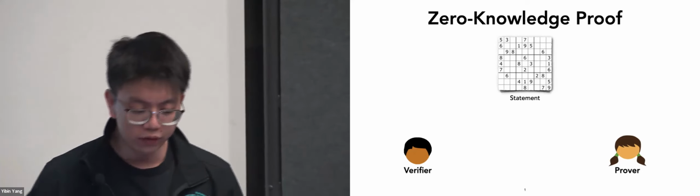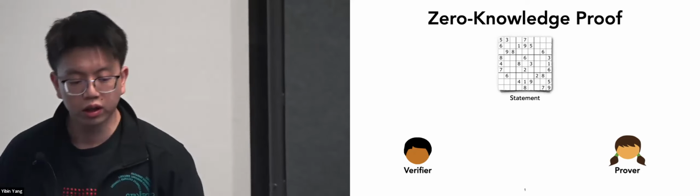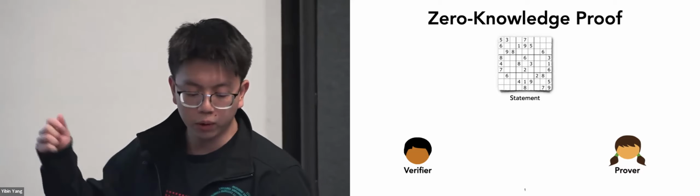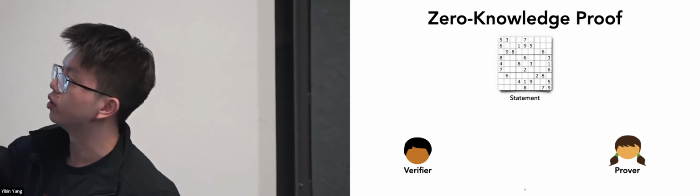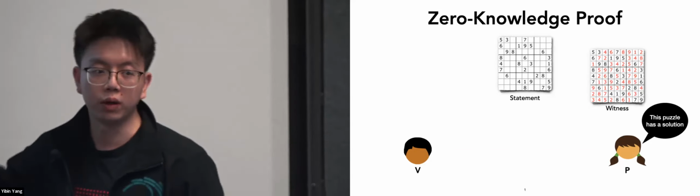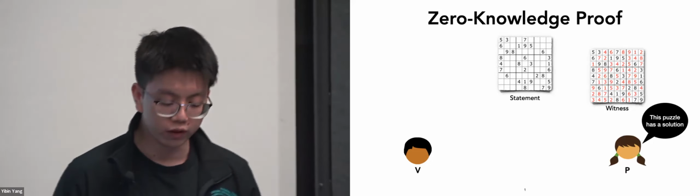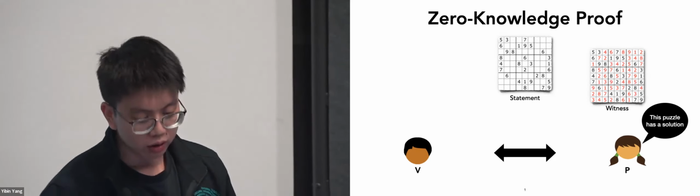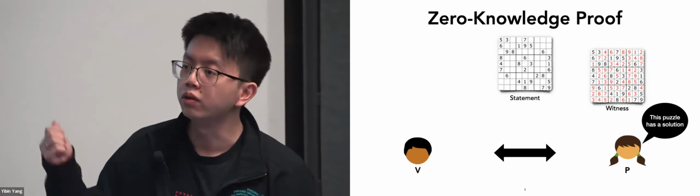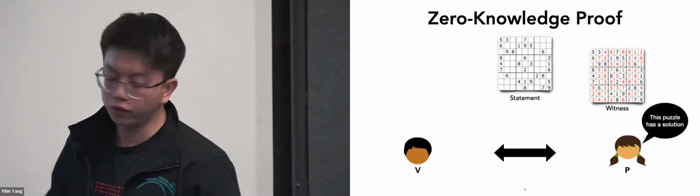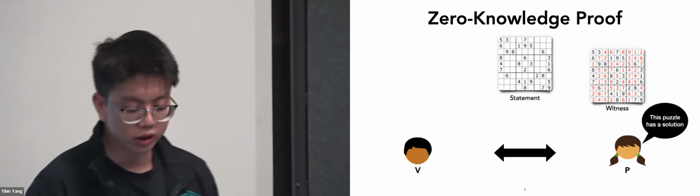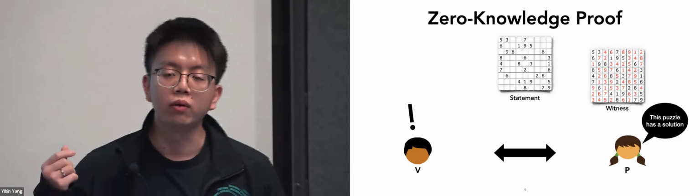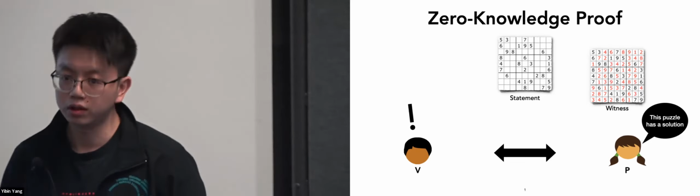As a specific example, here is a Sudoku puzzle. The prover Alice and Bob both know this Sudoku puzzle, which is the zero-knowledge statement. In particular, the prover knows the solution to this Sudoku puzzle, and Alice just wants to convince Bob that she knows the solution. Zero-knowledge proofs allow these two parties to interact, talking back and forth. Finally, Bob outputs a Boolean value to indicate whether he believes the statement or not.